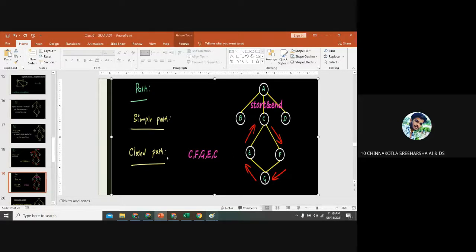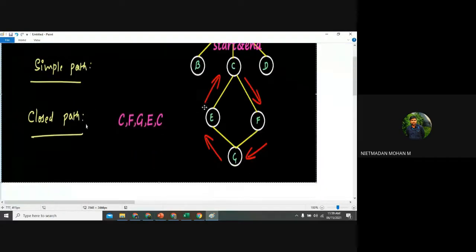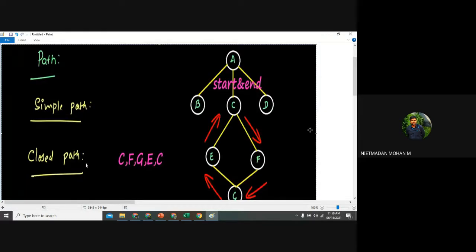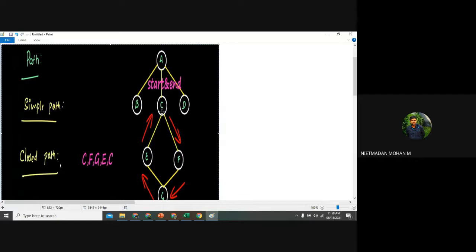Yes, sir. One minute. So here you can see when I am starting from C to C: C, F, G, E and C. So starting and ending are the same, and this is my closed path. This is known as the closed path. If suppose I am traveling from A to A, then what will be my elements? A, C, F, G, E, C, G, E, C and A, right? Here you can see two terms have been repeated.